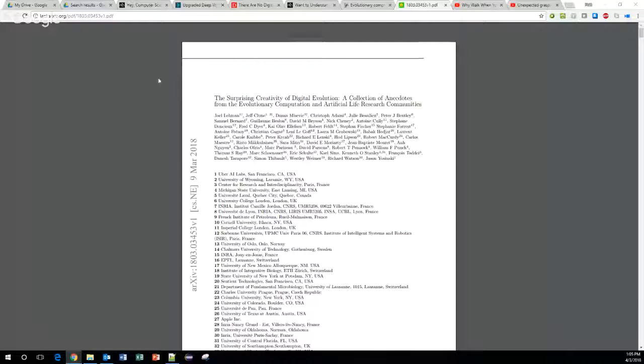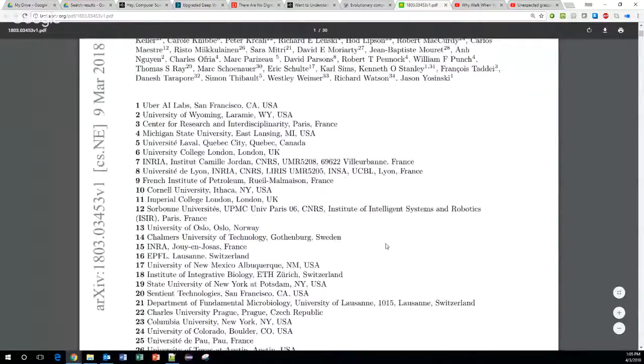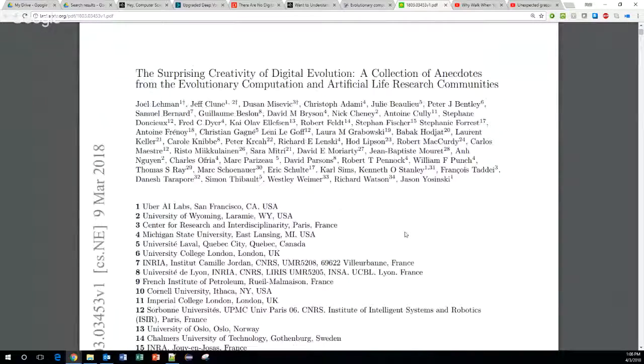So first off is the article itself. It's called The Surprising Creativity of Digital Evolution, and you can find it if you just Google the title. You can see there are like 100 authors on this, because they surveyed a whole bunch of different researchers. So there are a lot of contributors here. It's really fascinating, and what was great is they included some links to some videos.